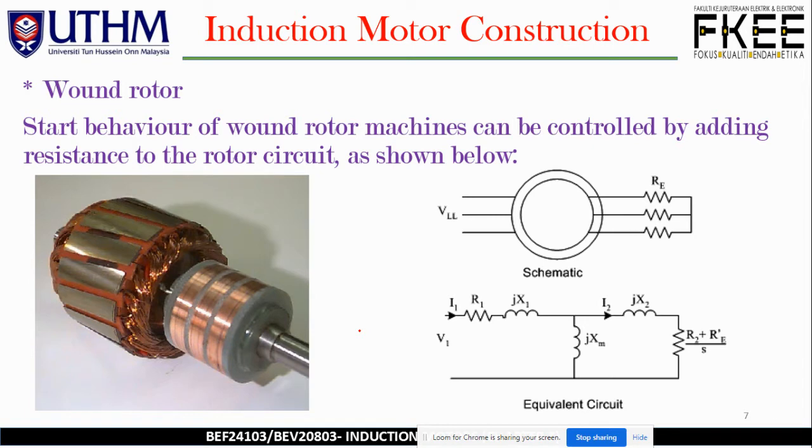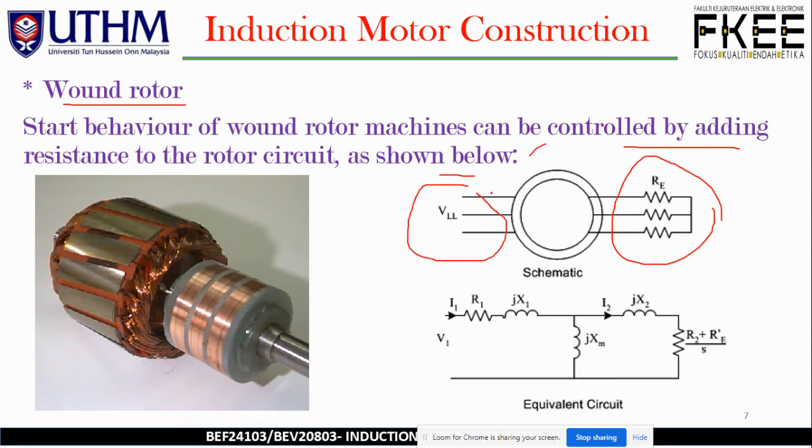On the other hand, we have the wound rotor. Right? The wound rotor is actually similar to the stator windings, especially the three-phase winding, where the behavior of wound rotor machines can be controlled by adding resistance to the rotor circuit, as shown here. So this is the schematic. We have the V line to line as the phase supply, for example, and then this is connected in Y configuration between line 1, 2 and line 3, or RYB, red, yellow, blue.